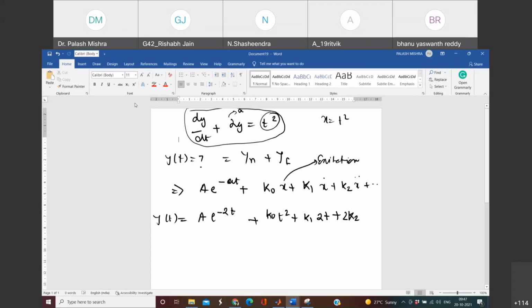Any doubt in this? Now this is the solution for this equation. Then they will give you some boundary conditions to show how to find the values of k naught, k1, k2 and a. They will definitely give you some boundary conditions.